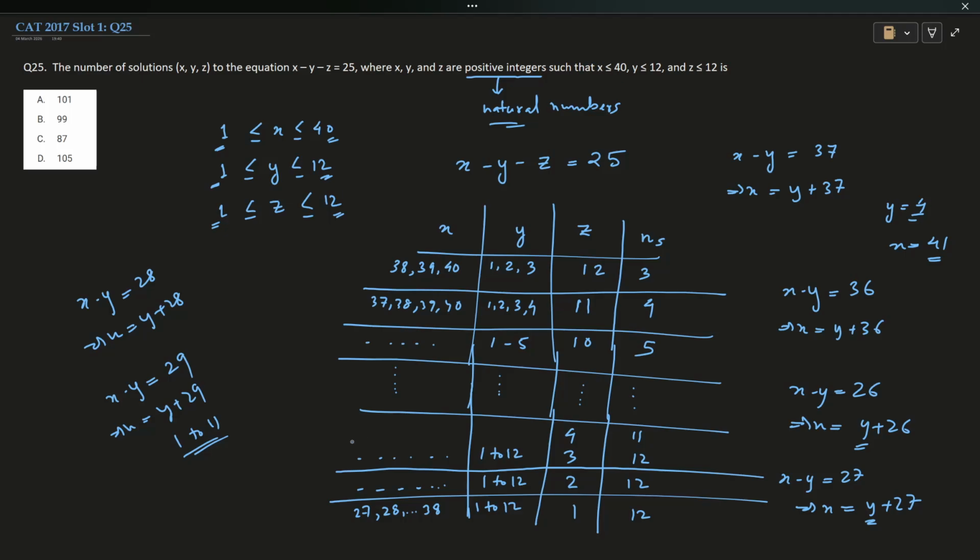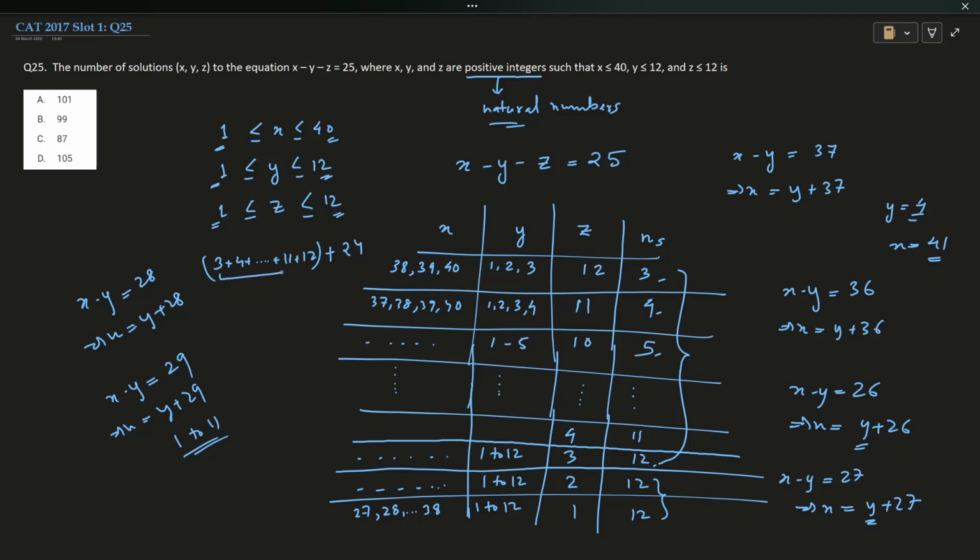Now I can say, guys, now I can see a pattern. 3, 4, 5, then it will come 6, 7, 8, 9, 10, 11, 12 till here. That means from this to this, I can say the total number of solutions will be 3 plus 4 plus dot dot dot plus 11 plus 12, plus the next two, 12 plus 12, which is 24.